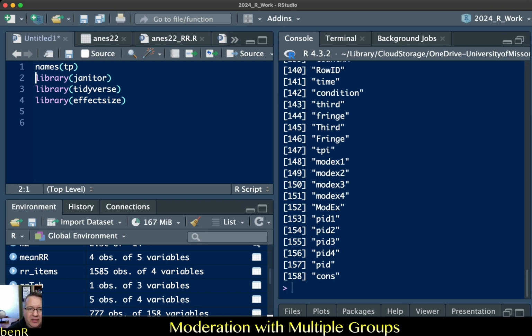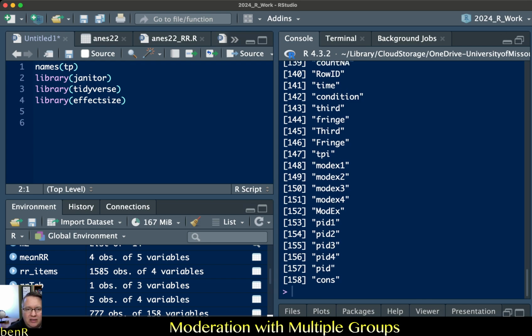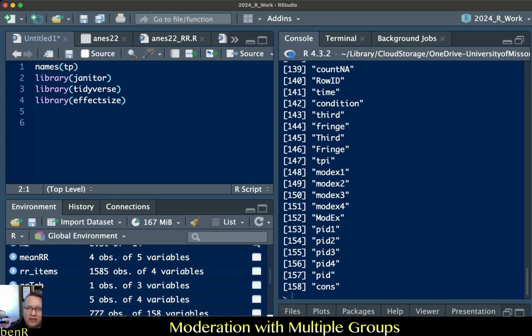The data set we're going to use is a third parties experiment where we gave people different versions of an article, and the article either contained a third-party candidate who is challenging an incumbent in the general election, or a same-party candidate that was challenging an incumbent in the primary.